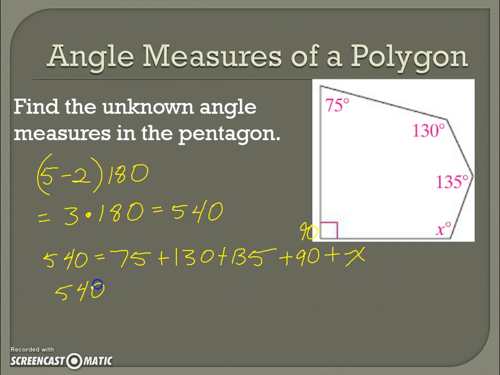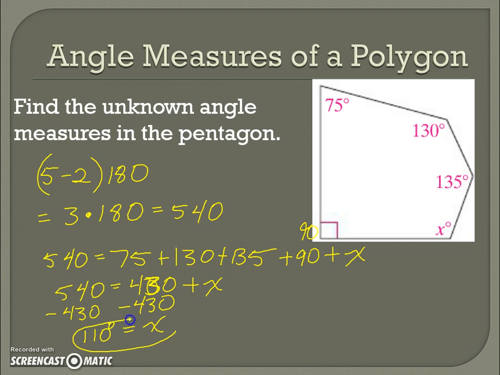So first thing would be to combine some like terms and get 430 plus x. And then I would subtract 430 from both sides. And I get 110 degrees is what x is equal to. All right, so that missing angle is 110 degrees. So in order to do this, you find the sum of angles of the particular shape you're looking at, and then subtract all the angles that you know.